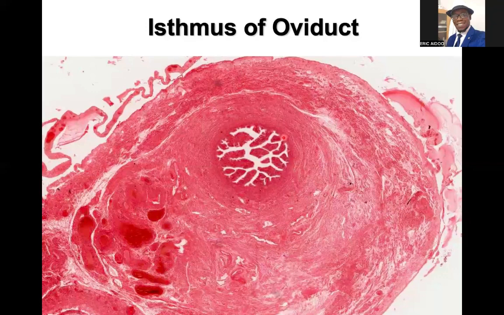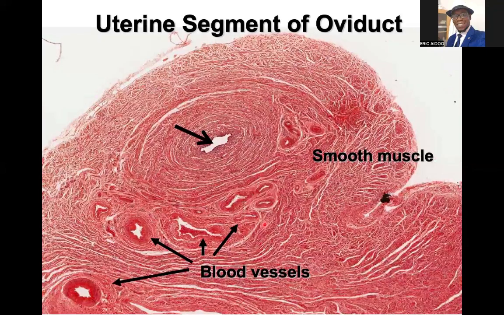At the isthmus portion, you can tell that the finger-like projections are reducing, the lumen is looking larger, and smooth muscle is increasing all around. The uterine segment of the oviduct has a lot of smooth muscle and also blood vessels. You can see finger-like projections as we saw in the infundibulum and then the ampulla.